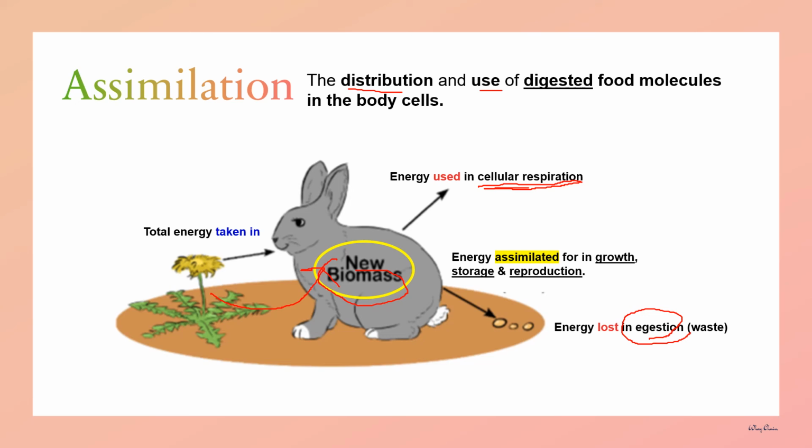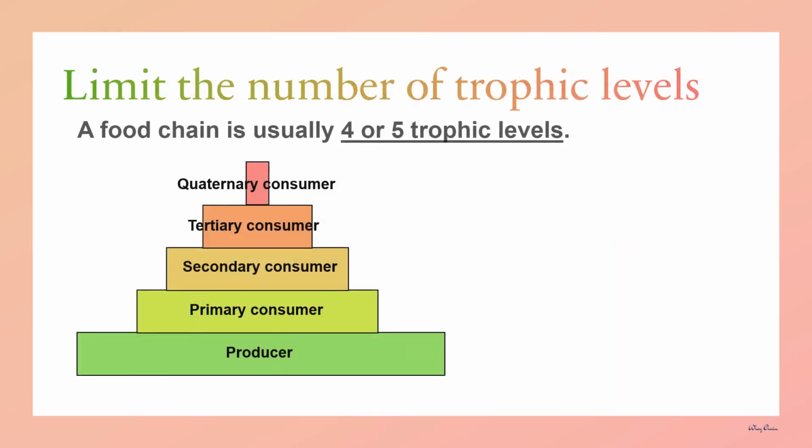So assimilated energy has three purposes: for growth, the new cell formation, or it can be stored as glycogen in their muscle cells or the liver cells, or it will be used in reproduction, the formation of the zygote in the female body.